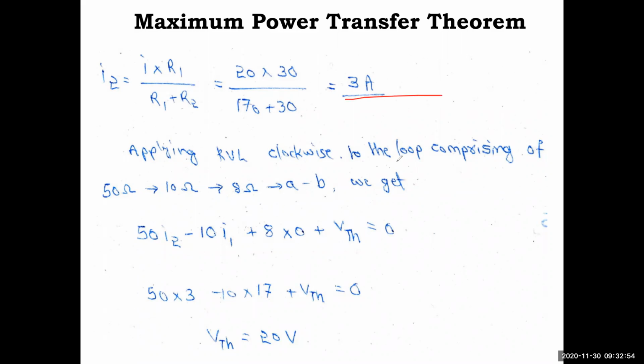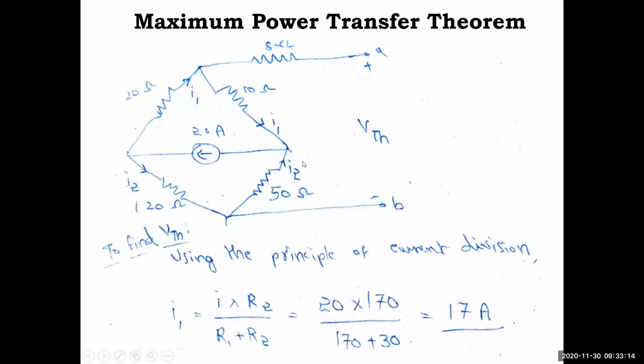Now we'll apply the KVL clockwise to the loop comprising the 50 ohm resistance, 10 ohm, 8 ohm and AB. AB means VTH is there here. Here minus to plus is there, so the current direction is upward. Here the current is entering, so this comes plus minus. And this is downwards, so here it will come plus minus. Here there is no current, so this will be 0, and this is plus minus.